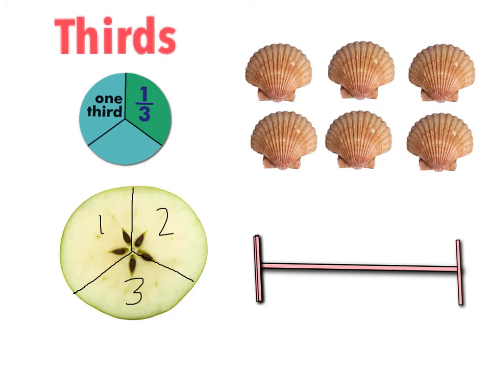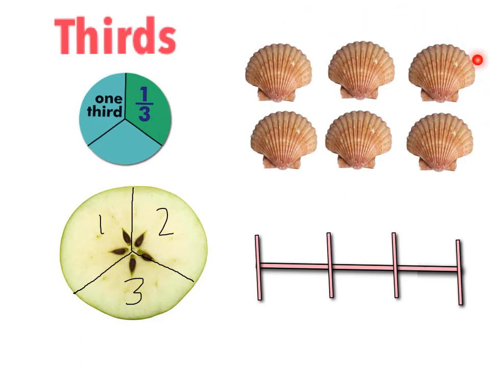Okay, now we're going to look at partitioning the length of the racetrack again. So I'm going to use my divider sticks again. I want to partition the length to create thirds, which means 3 equal parts. And there you go. I have partitioned the length of the racetrack into 1, 2, 3 equal parts.